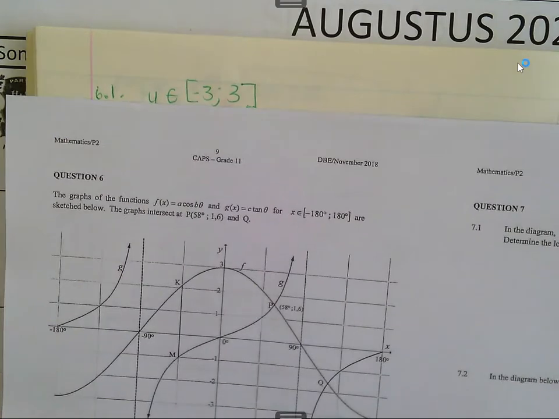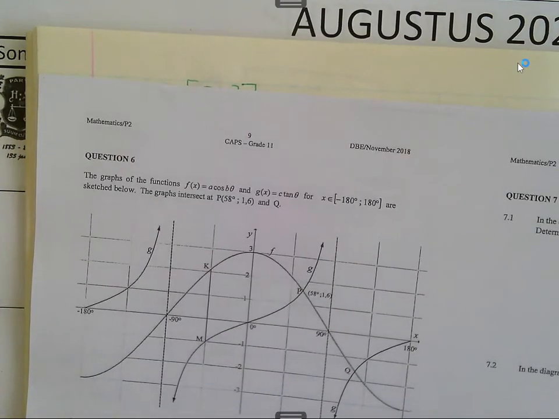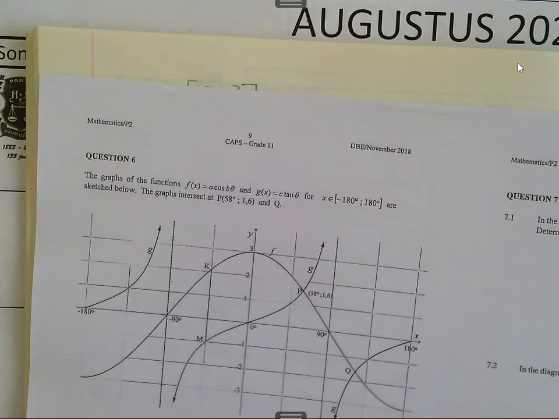Okay, great. Write down the values of a and b. That's at the cos graph. It's in the equation, eh?